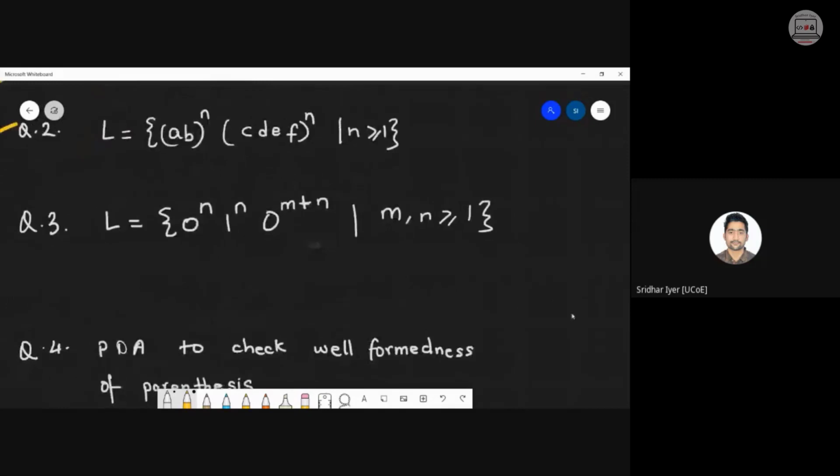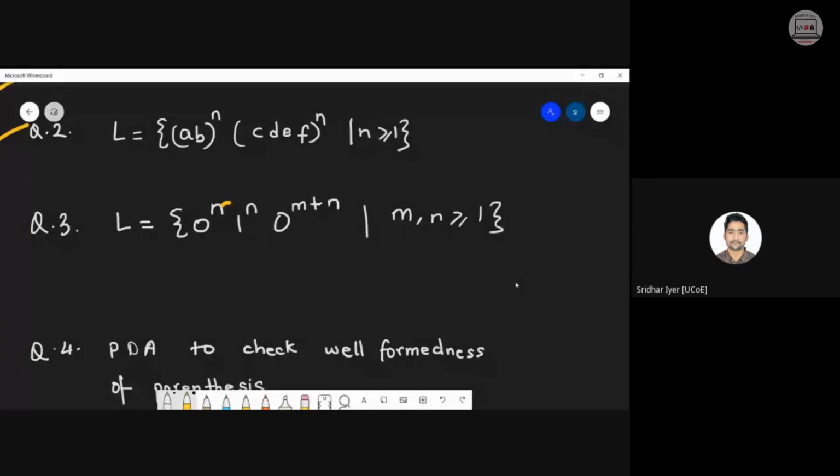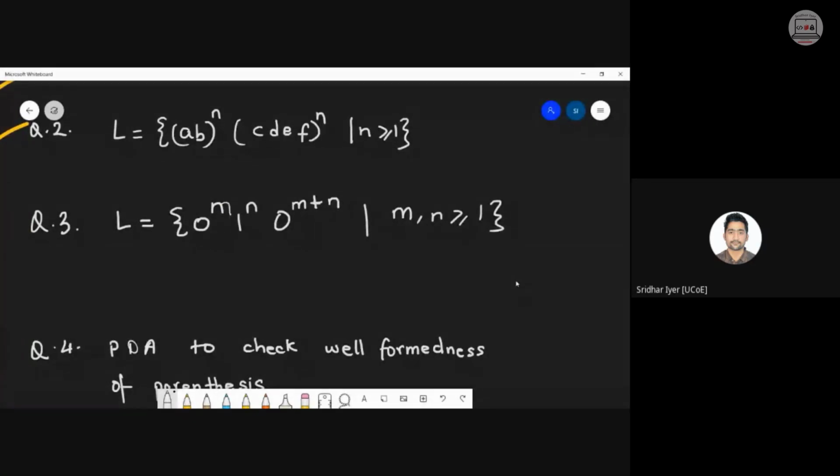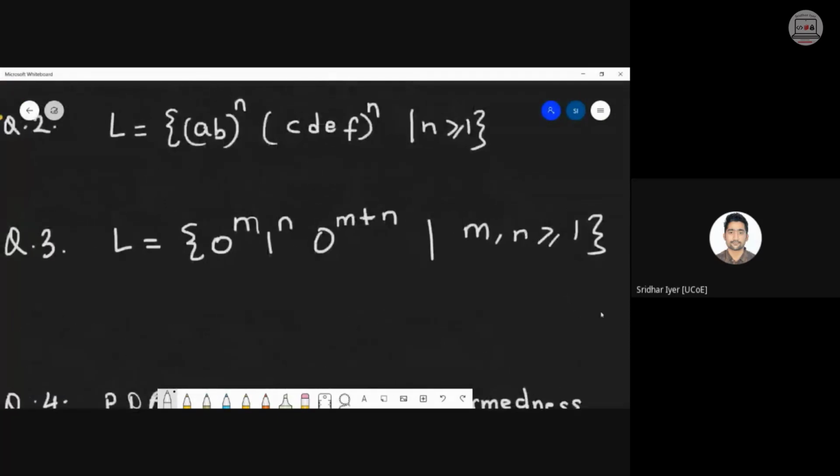Question number 3. You tell me now what we should do with this set of problems. Sorry, I made a mistake. This is m. The first value is m. 0 raised to m, 1 raised to n, followed by 0 raised to m plus n. So just have a look at this problem and tell me how to proceed. It is very simple, very straightforward, but still you will have to think a little.